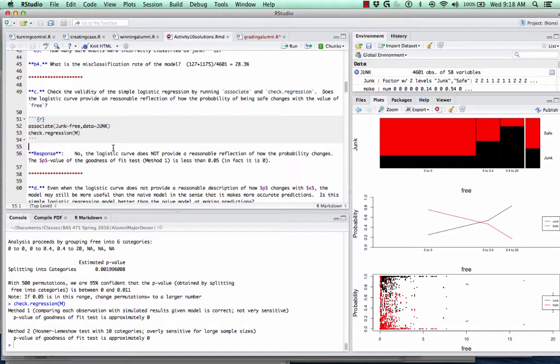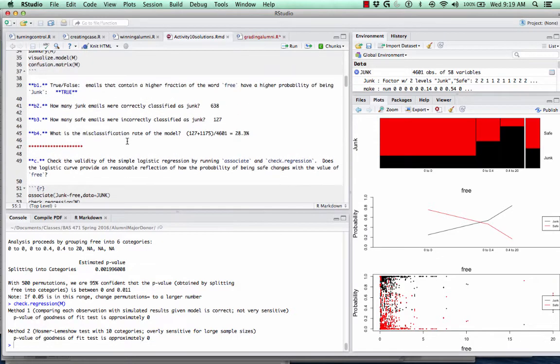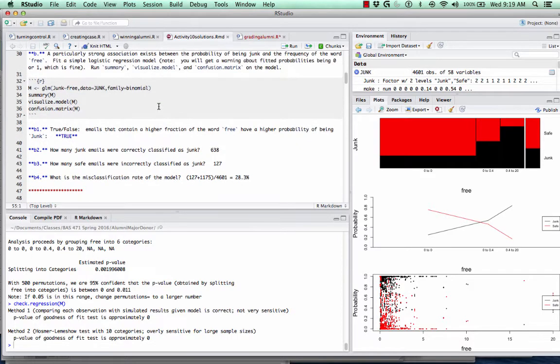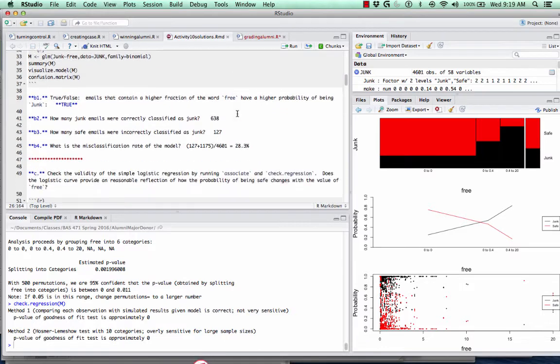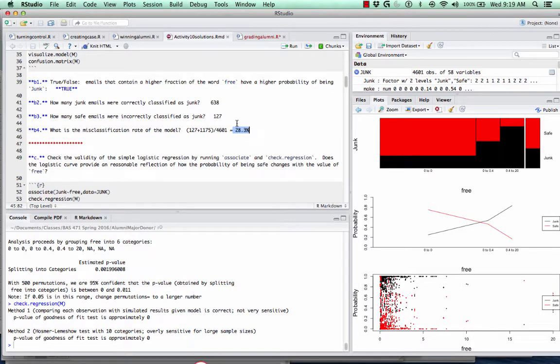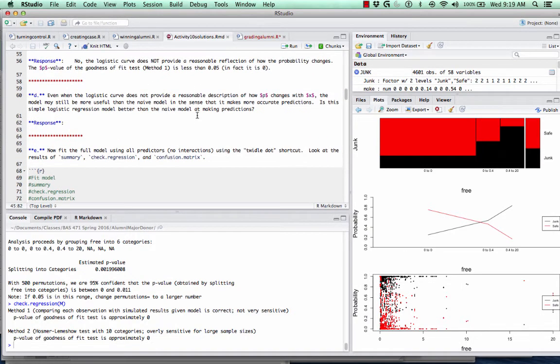So, all right, the logistic regression predicting junk from free doesn't really provide a reasonable reflection of how the probability actually changes with the word frequency, but we still see that it's actually pretty useful. We know already going into this that all models are wrong, some are useful, so this logistic regression is obviously wrong, but notice that it still predicted whether an email was junk or safe much, much better than using no model at all, using just the naive model.